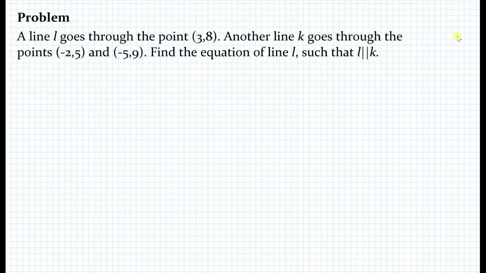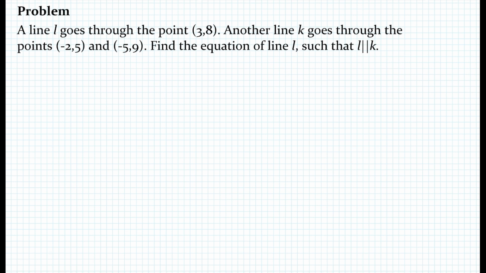So a line L goes through point (3, 8). Then another line K goes through the points (-2, 5) and (-5, 9). Find the equation of line L such that line L is parallel to line K. Okay, so how would you do this problem? The first thing we want to find is the slope, because the theorem that we just proved also goes in the reverse direction, okay? We can also state that if two lines are parallel, then the two lines must have the same slope.